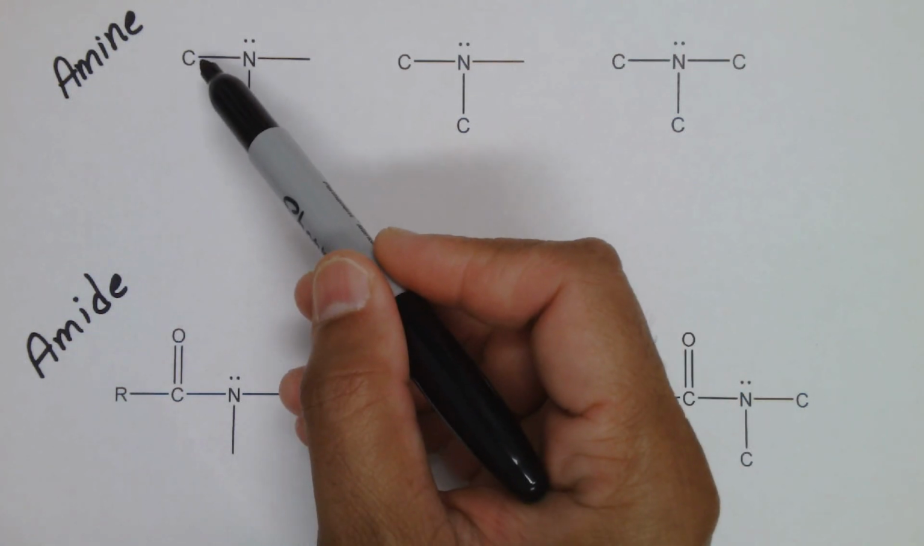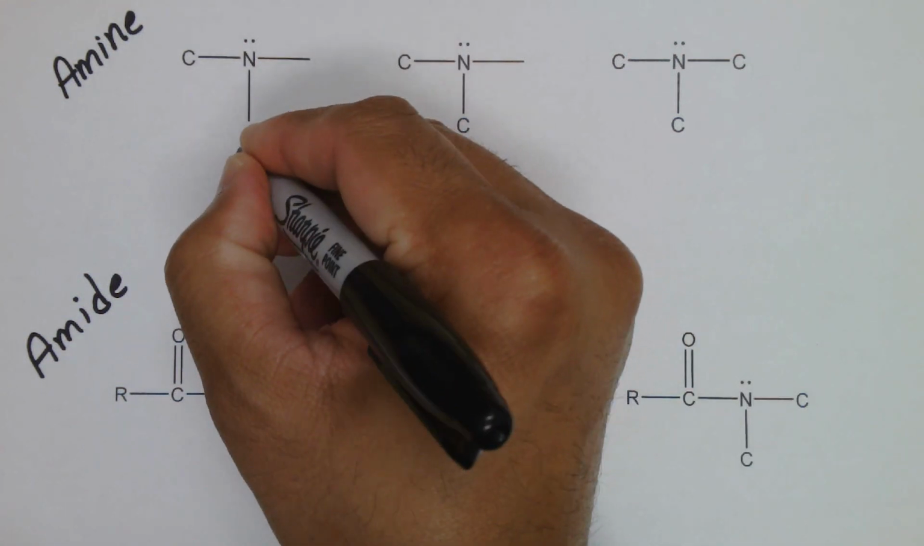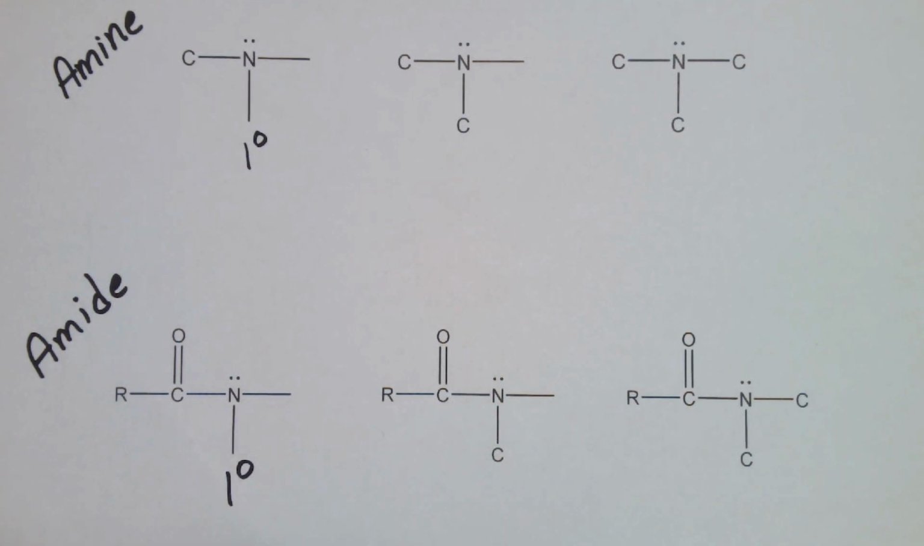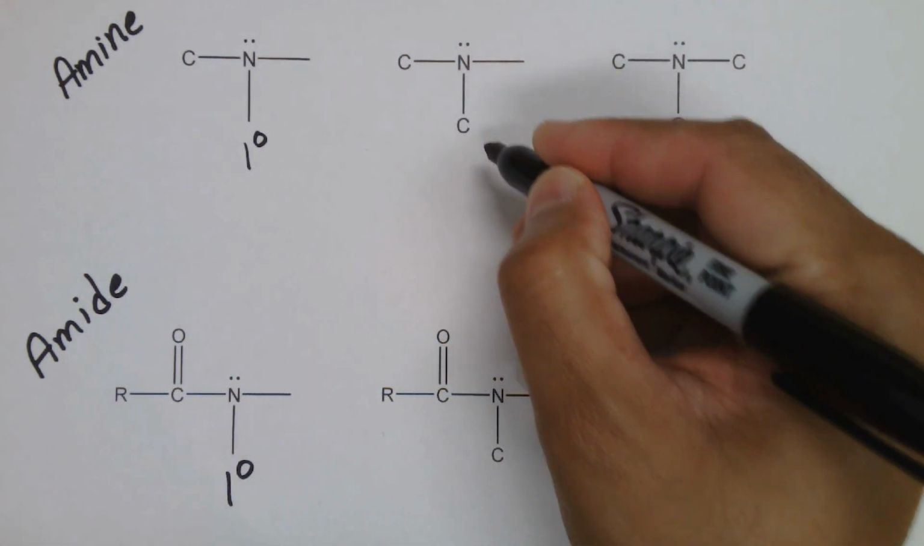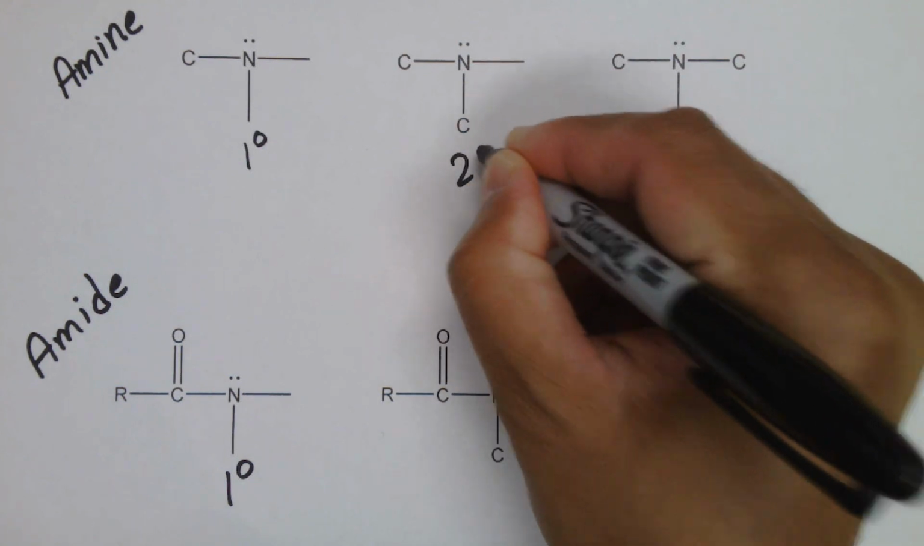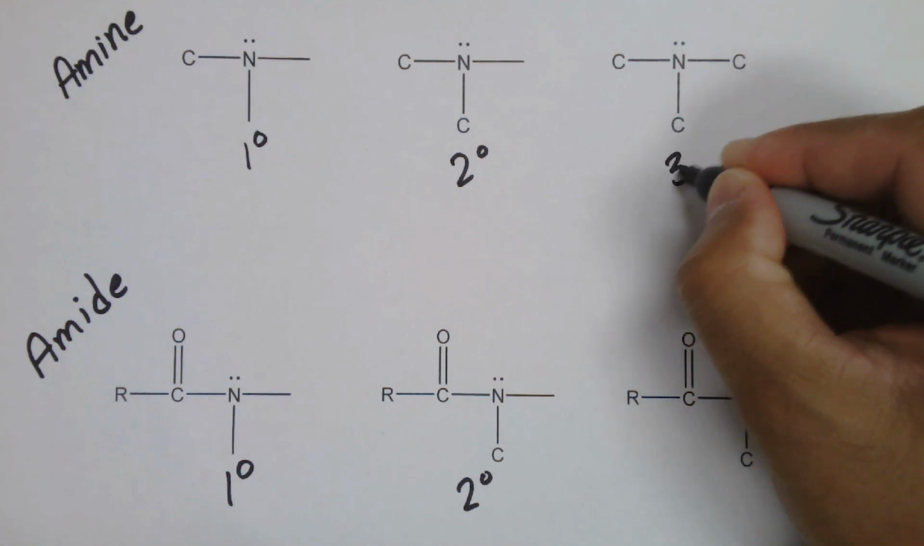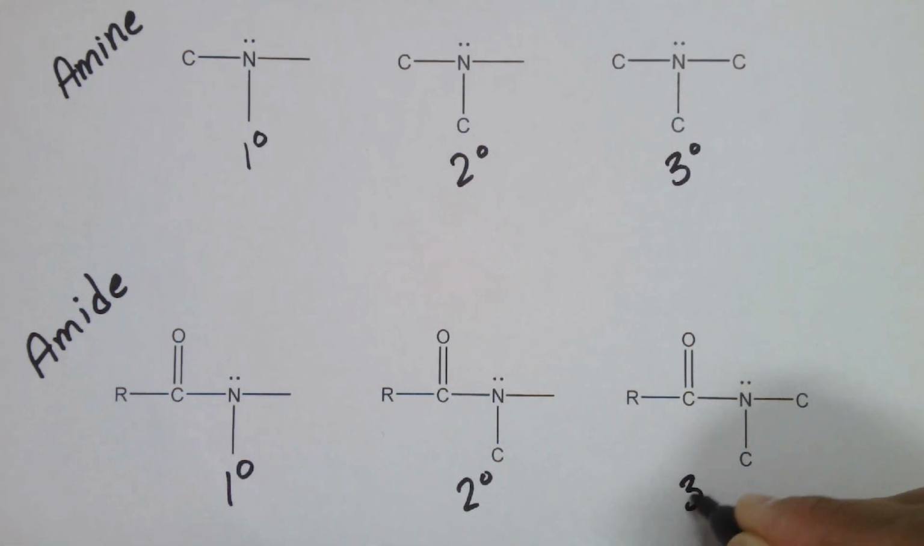When nitrogen is bonded to only one carbon atom, we'll call this primary. When nitrogen is bonded to two carbon atoms, we'll call this secondary. And of course, when nitrogen is bonded to three carbon atoms, we'll call this tertiary.